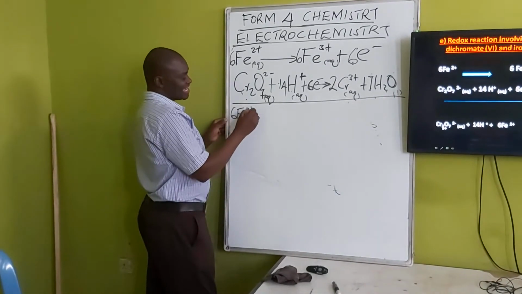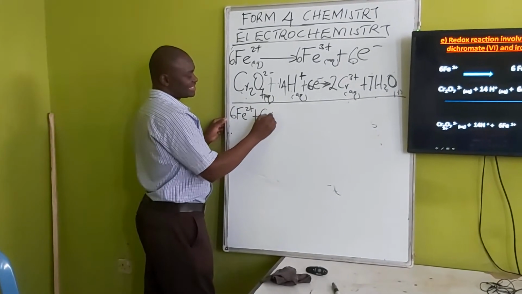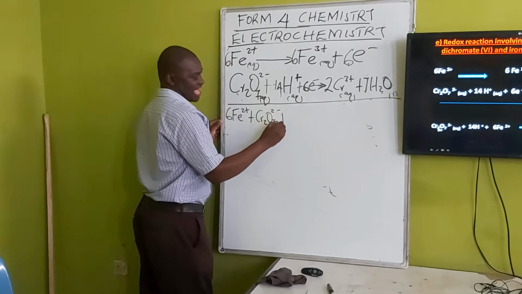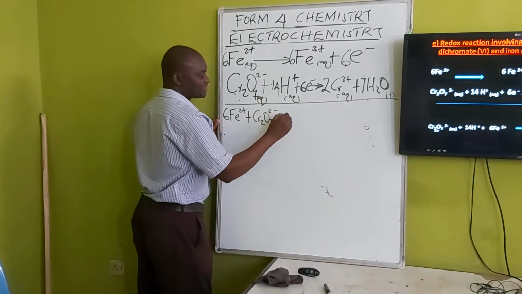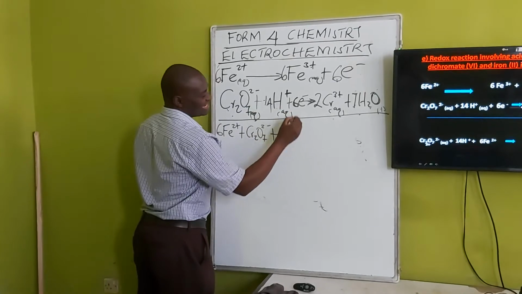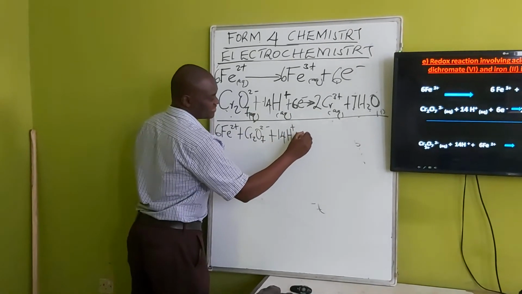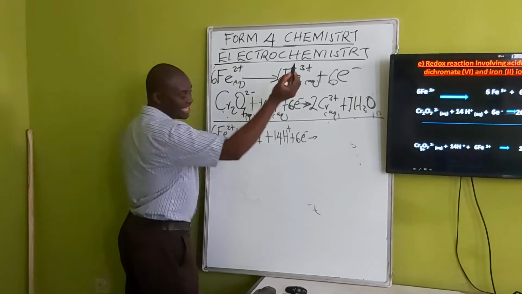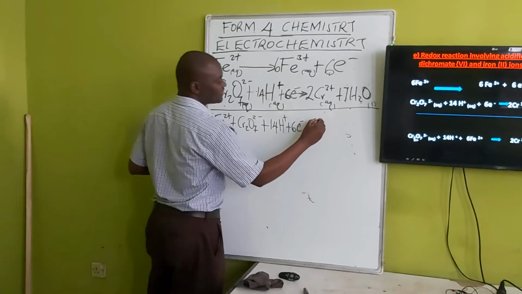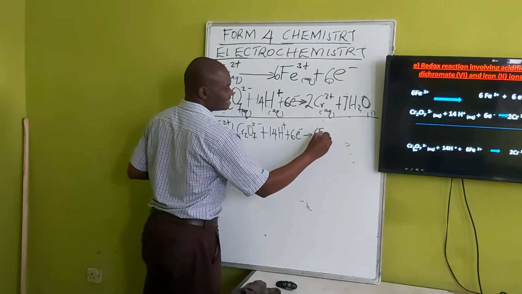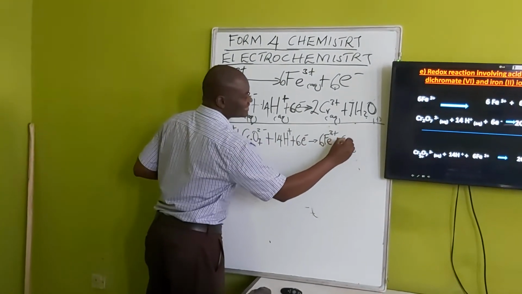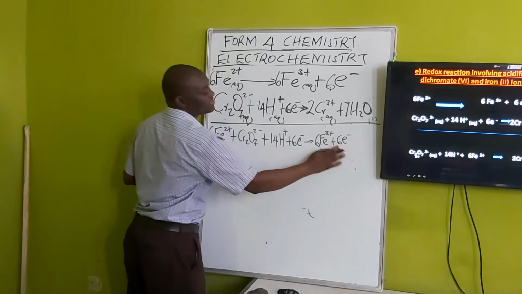Our second reactant is the dichromate ion. The other reactant is 14 hydrogen ions. The other reactant is the 6 electrons. On the other side, what do we have? We have Fe3+. Fe3+. On the other side again, we have 6 electrons.